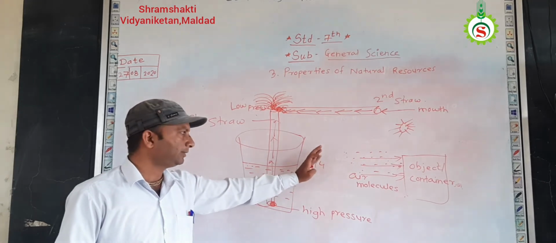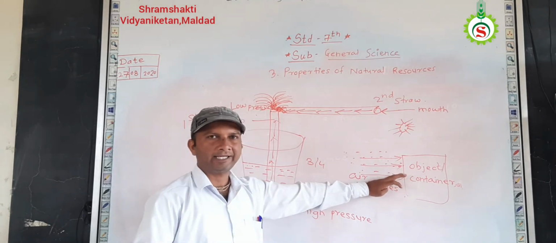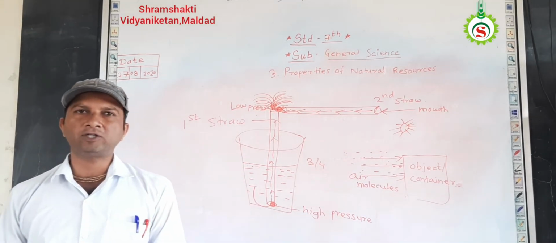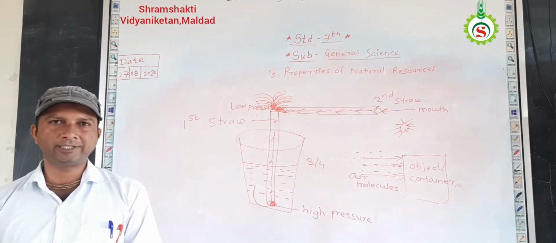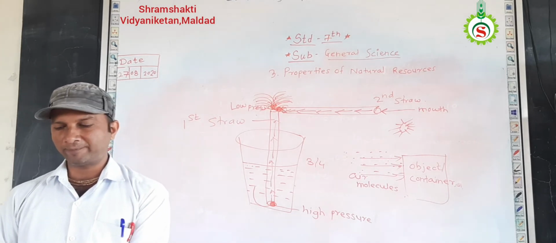And when these molecules strike any container, at that time the pressure is high in that place. So as the temperature of the surrounding air increases, the atmospheric pressure also increases. Understand? So this is about atmospheric pressure.